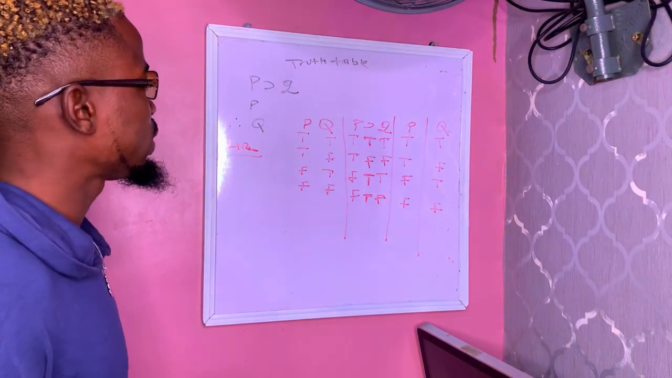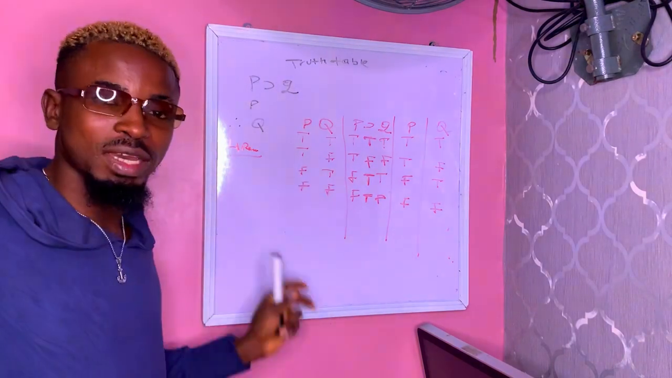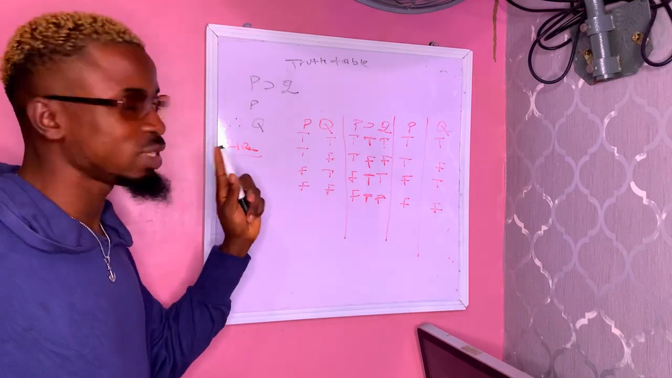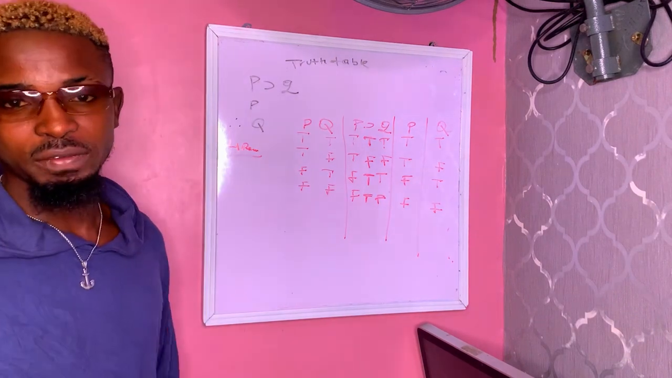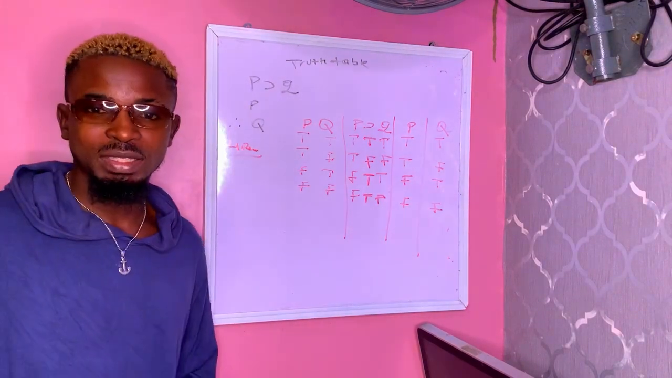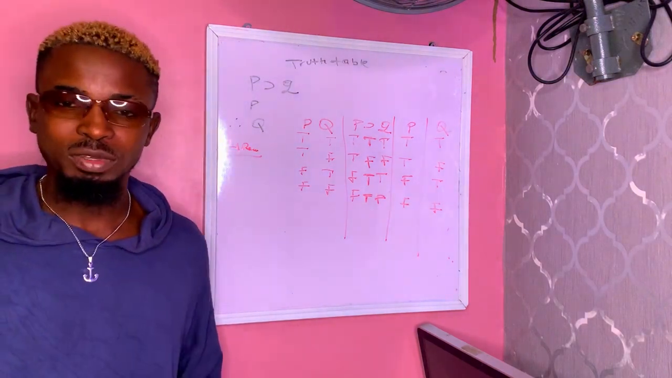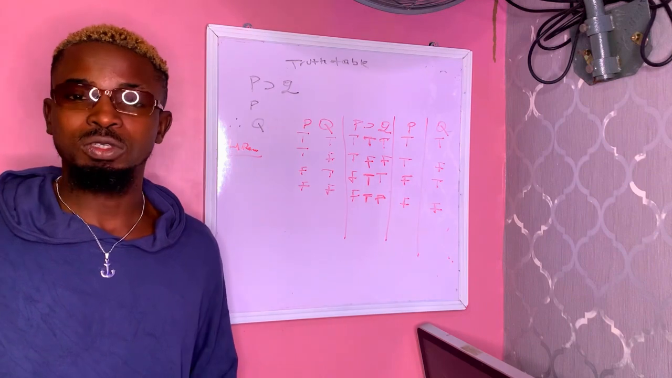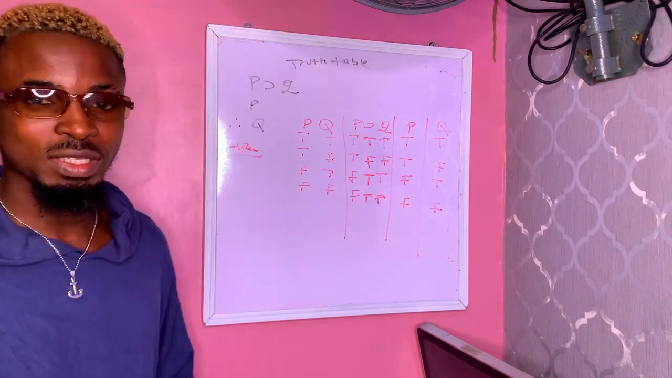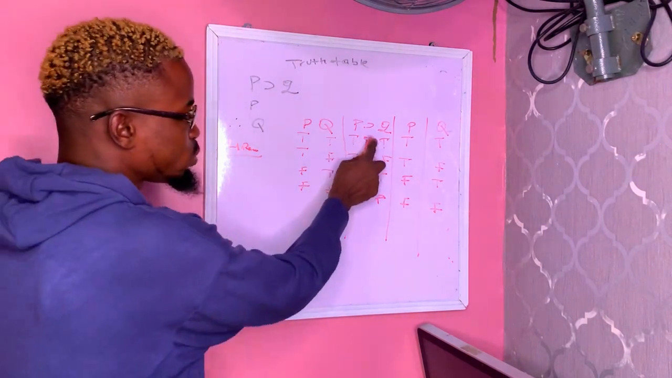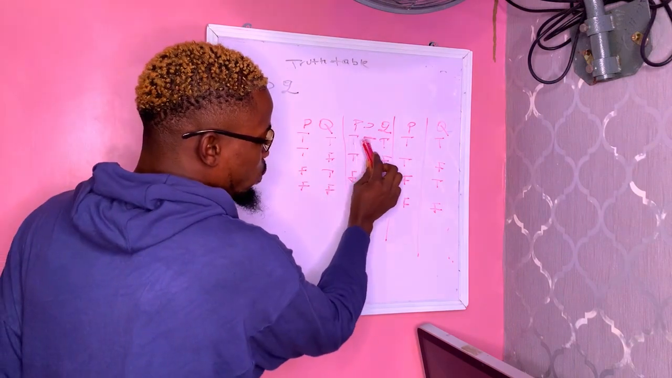Now another thing you need to check, now that we are done assigning the truth values, is whether this argument is valid or invalid. An argument is said to be invalid if and only if it is impossible for the premises to be true and the conclusion to be false. That's when an argument is said to be what? Invalid.